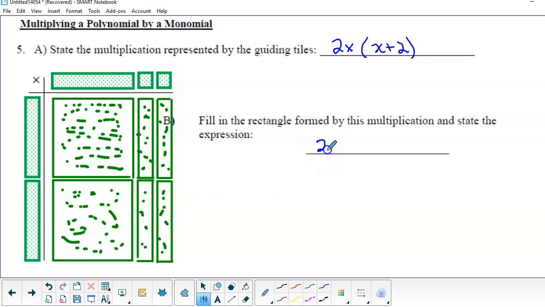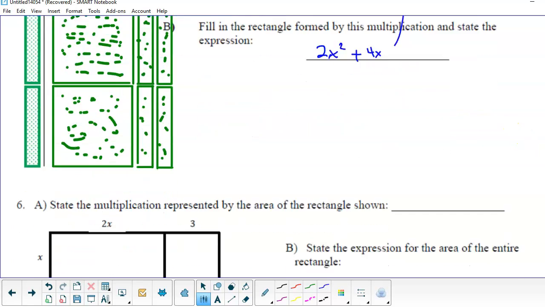We have 2x squareds. Remember, the big squares are x squared area, and 4 x's. Okay, so let's take a look. How is this found from this multiplication? Well, 2x times x, remember that's an exponent of 1 on each, so that will be 2x squared. And then 2x times 2, well, 2 times 2 is 4x. Okay, so same process, every monomial, the monomial out front gets multiplied by every term inside the brackets.